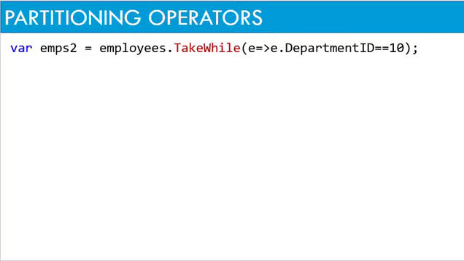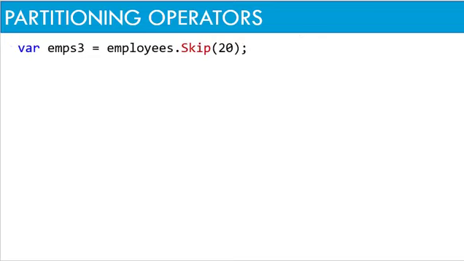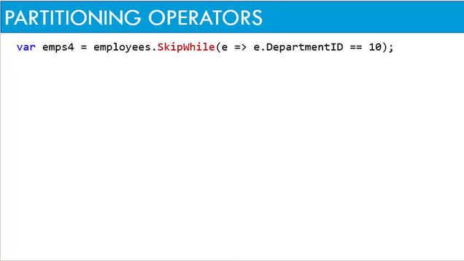The take while operator is used and a predicate is passed to it. It will return elements till the predicate returns a true value. It will stop when the predicate returns a false value. The skip operator skips n number of items and includes rest of the items in the output. Here in this example, it skips first 20 items and takes the rest. Here is an example of skip while operator. It skips the elements till the predicate is true and includes all other items to the output.